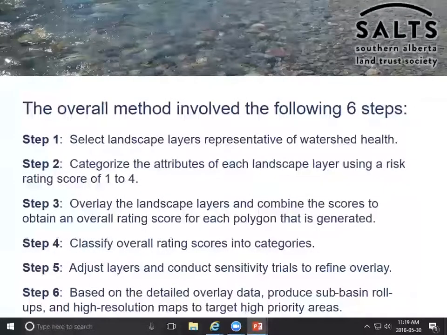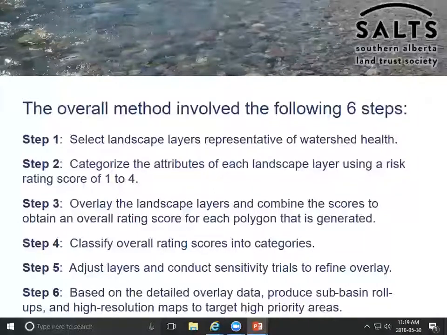The simple overview of the methodology was to first identify those landscape layers that the group of experts felt were representative of watershed health, and then to categorize each of the attributes in the landscape layer using a risk score of 1 to 4. I'll talk more about that, but it categorizes what was essentially important down to less important for that landscape feature.